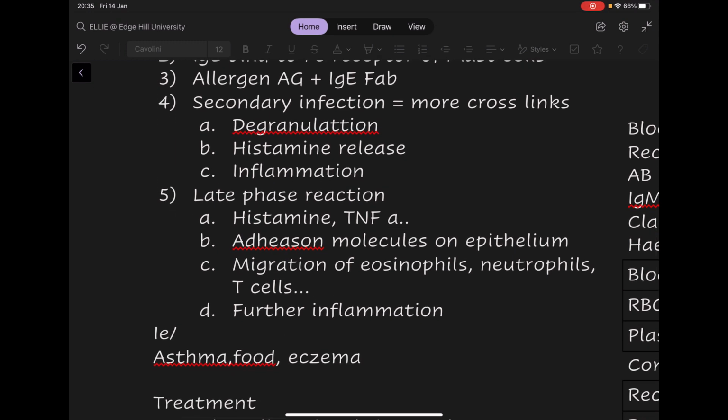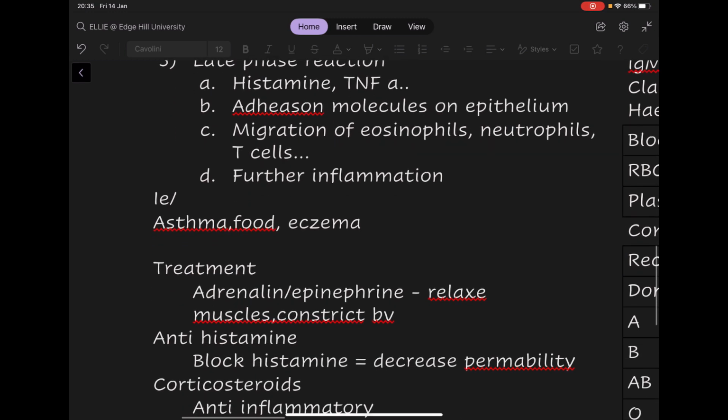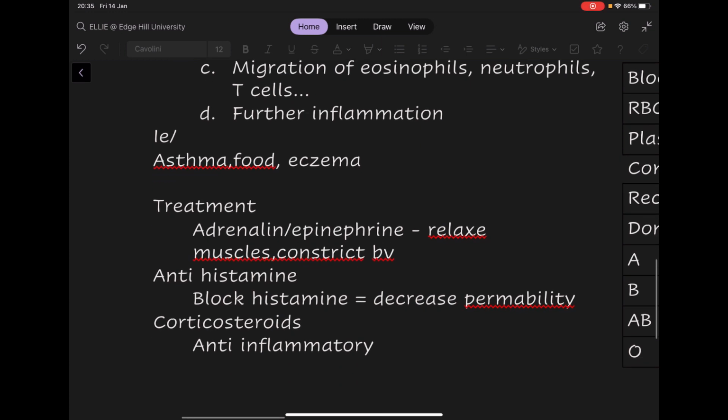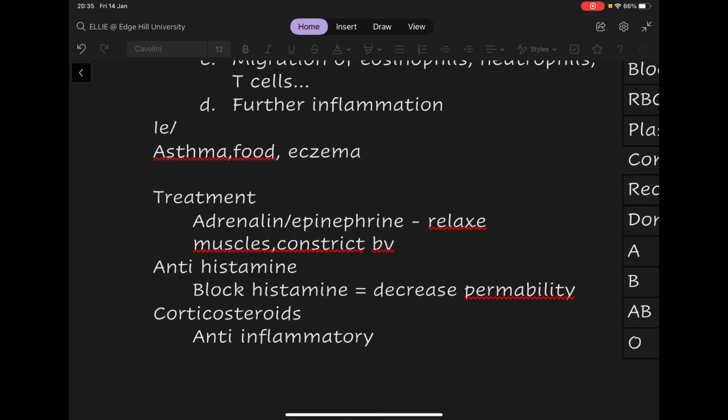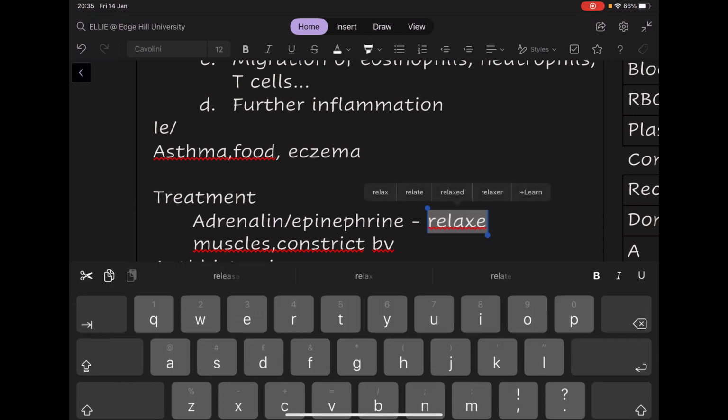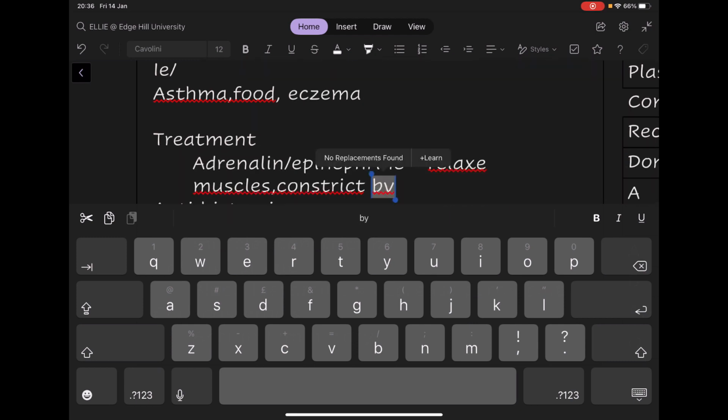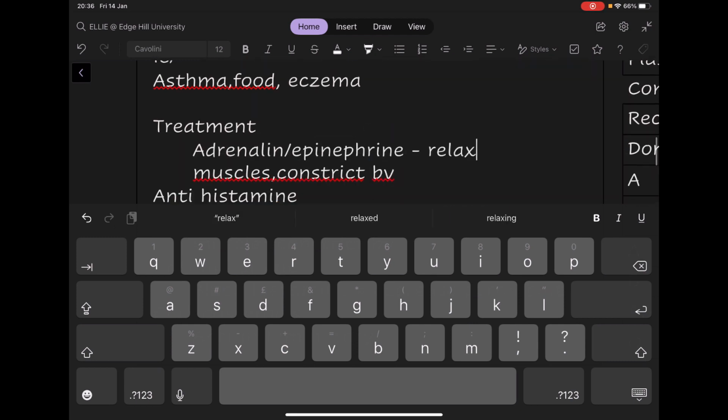Late phases of the reaction result in histamine and TNF-alpha, which also allow for adhesion of the molecules onto the epithelium and migration of eosinophils, neutrophils, and T cells, and further inflammation. Examples being asthma, food allergies, and eczema. It can be treated through things such as adrenaline and epinephrine injections, allowing for a relaxation of muscles and a constriction of blood vessels.